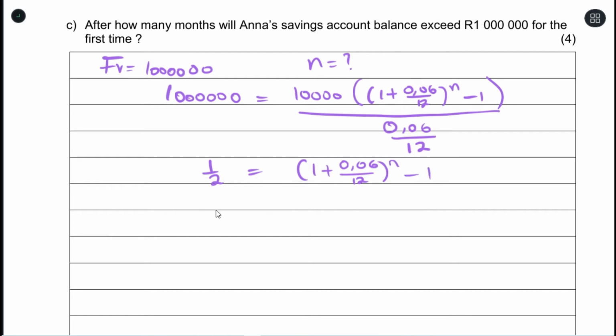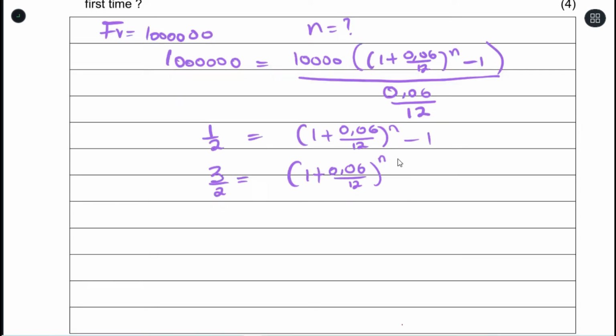Okay, moving the 1 over to the other side. This will give you 3 over 2 is equal to... So to find n, since n is a power, we have to rewrite this in terms of logs, right? So we're going to change this exponent into logs. So this will give you that there's 3 over 2.